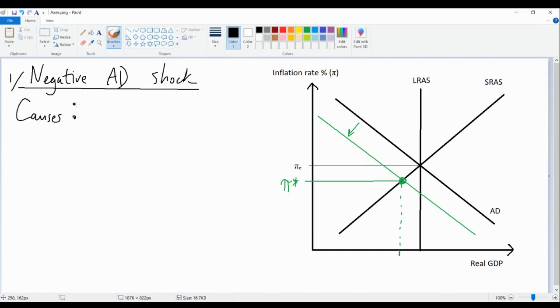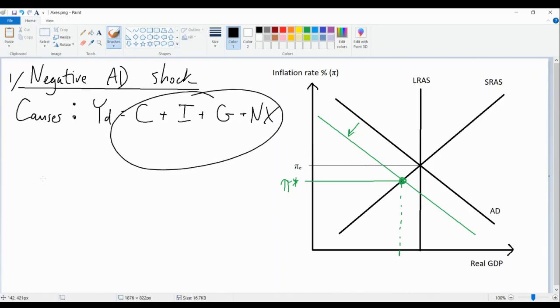Well, again, remember that the aggregate demand curve is just what we get when we add up consumption, investments, government spending, and net exports. So a change in any factor that affects any of these things that reduces some form of spending could generate this kind of movement in the demand curve.